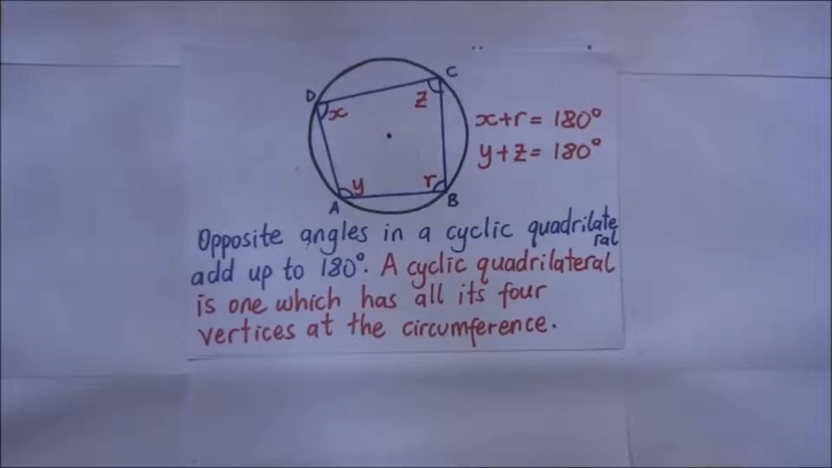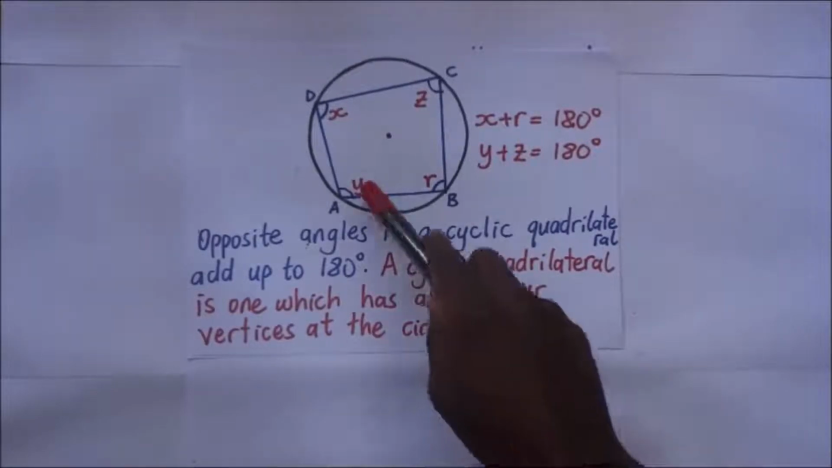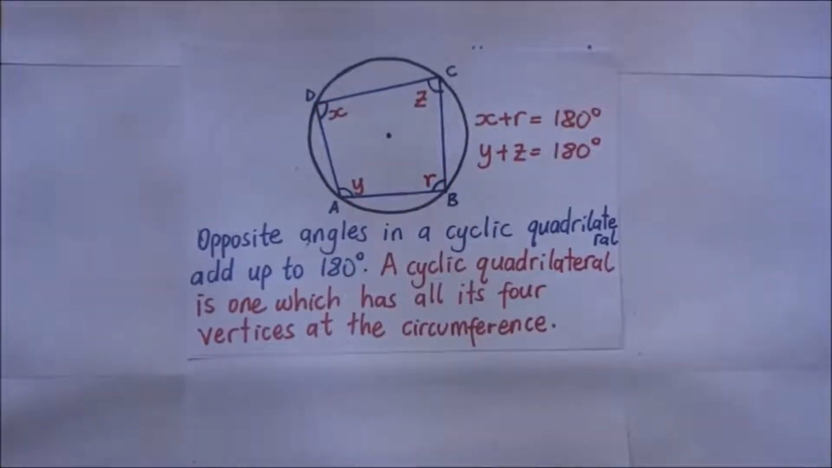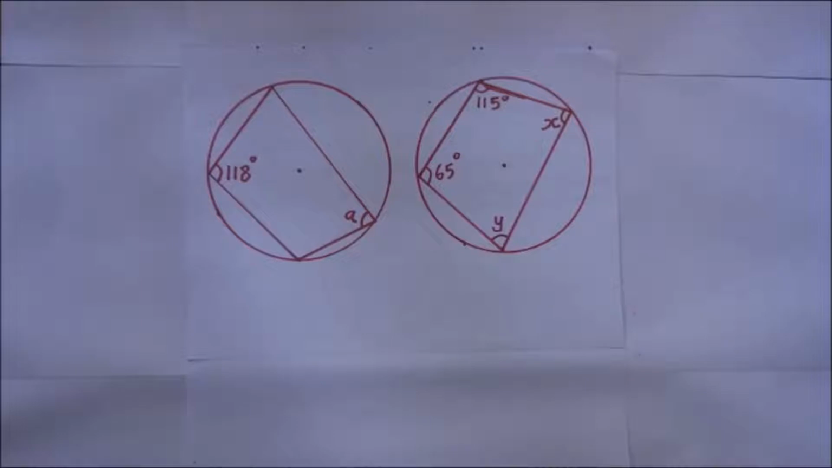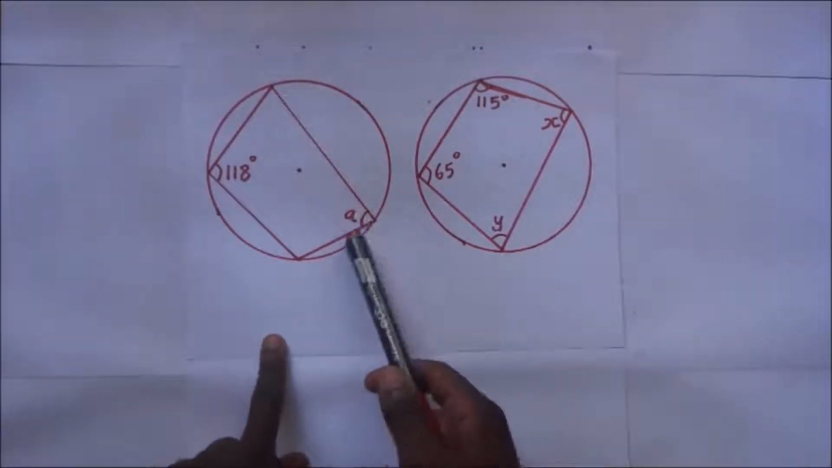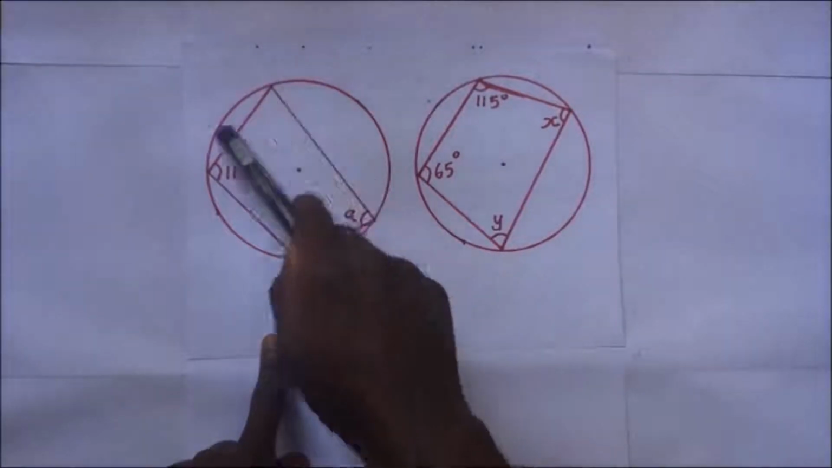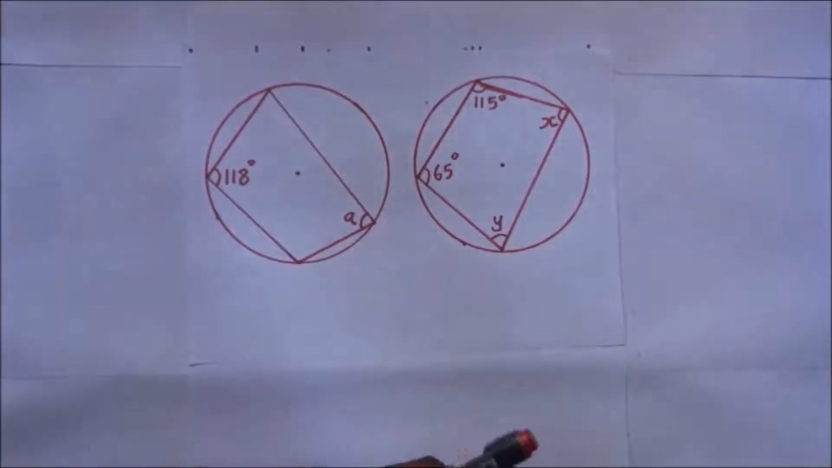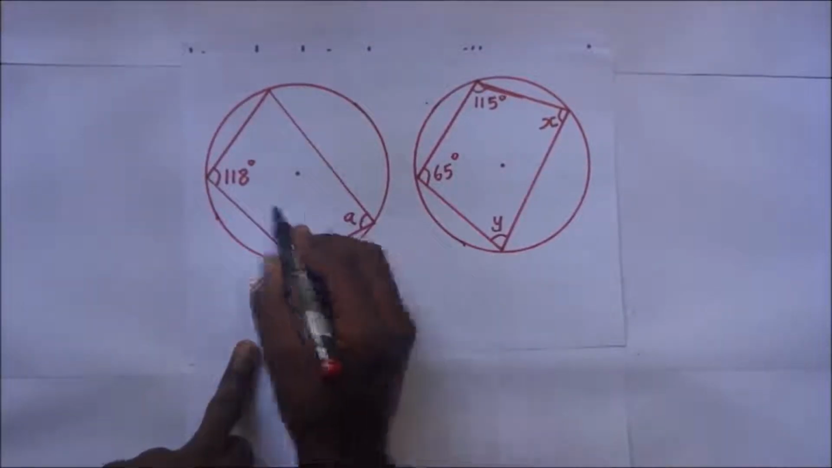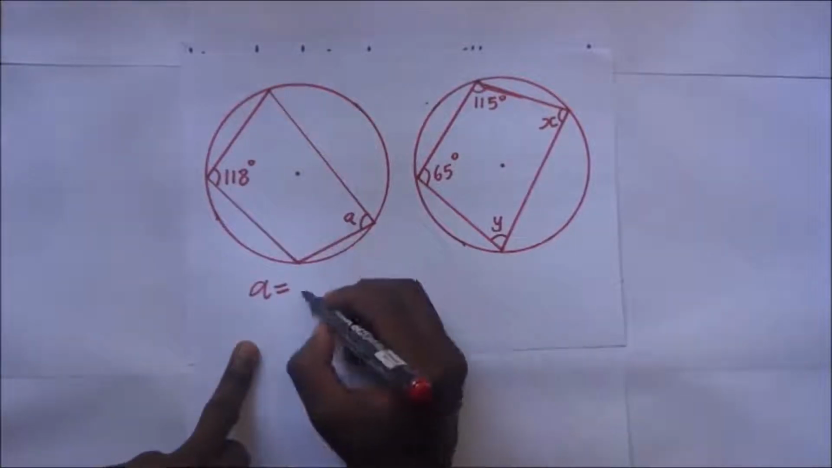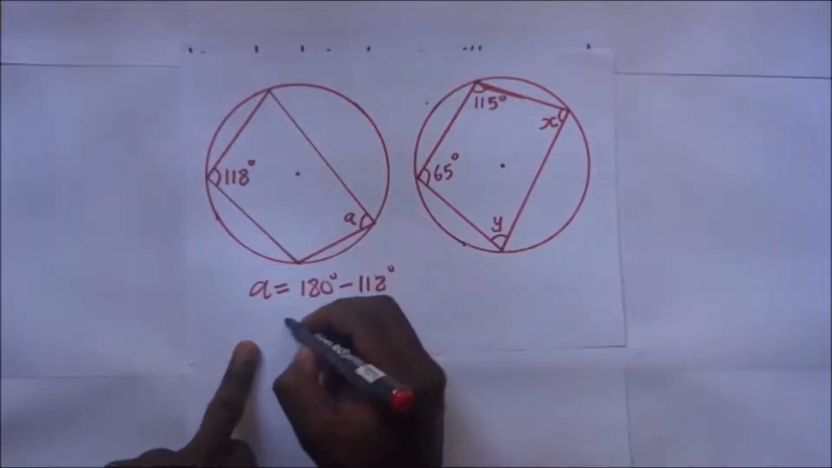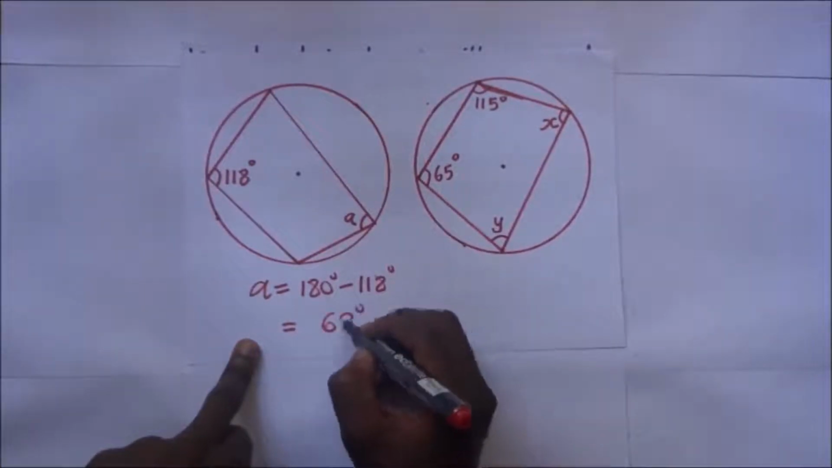And opposite angles in a cyclic quadrilateral add up to 180 degrees. So y plus z is equal to 180 degrees, x plus r is equal to 180 degrees. As simple as that. Looking at some examples to illustrate this point, we need to find the value of a. This is a cyclic quadrilateral because all its 4 vertices are touching the circumference of the circle. So the value of a plus 118 is 180 degrees. So a is going to be 180 degrees minus 118, and our value of a will be 62 degrees.